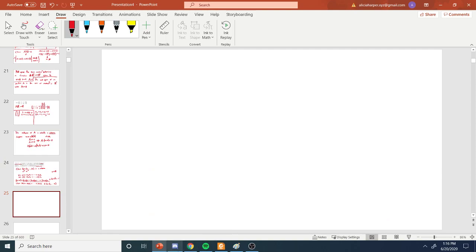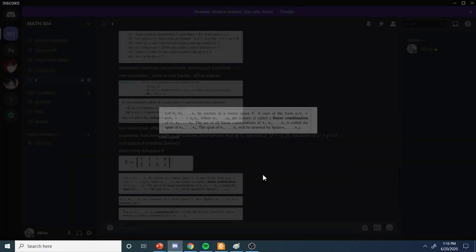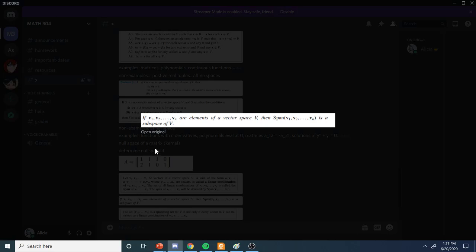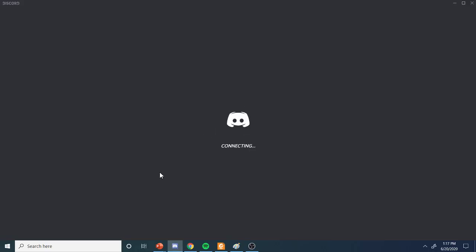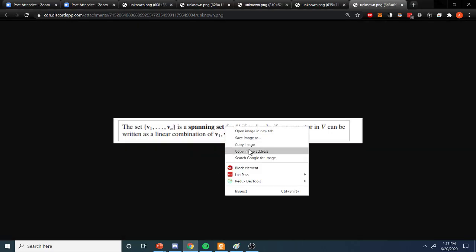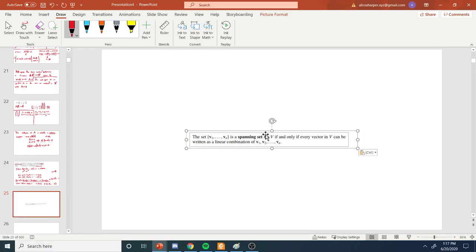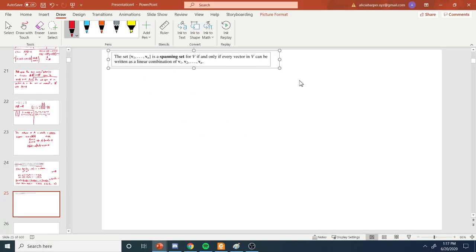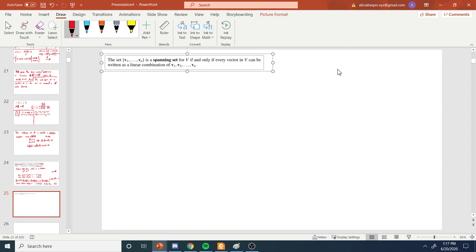So now I want to give you another definition. This is the notion of a spanning set. So the set v1 through vn is a spanning set for V if and only if every vector in V can be written as a linear combination of v1, v2 through vn.